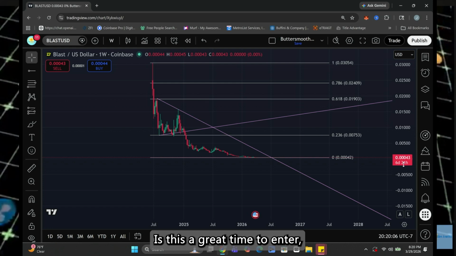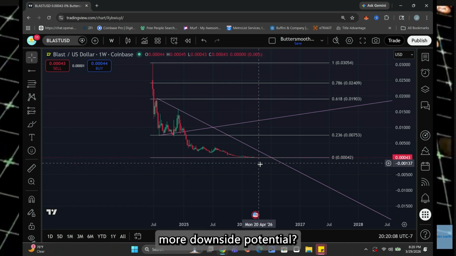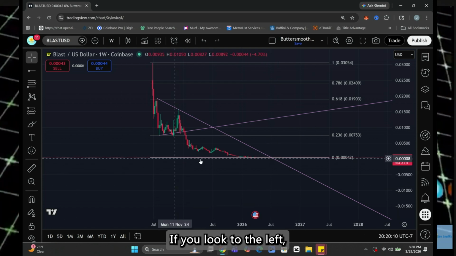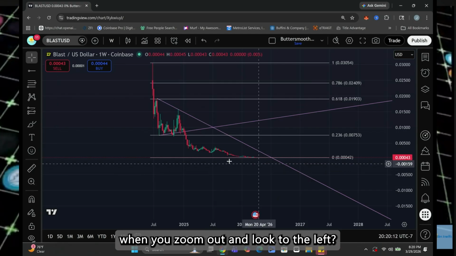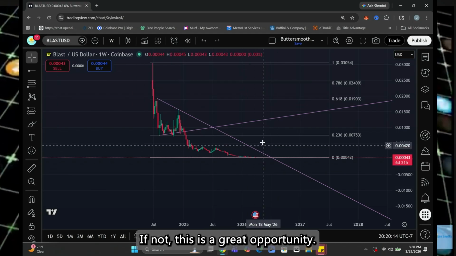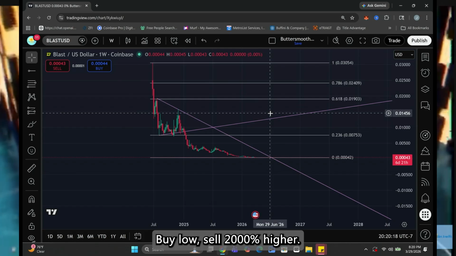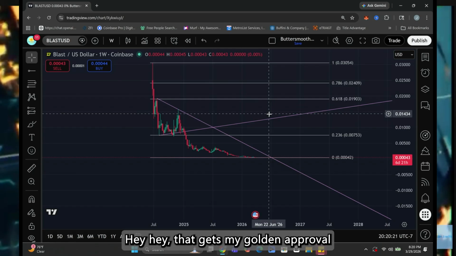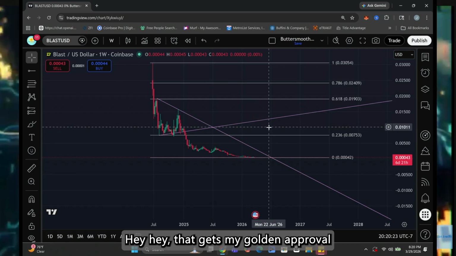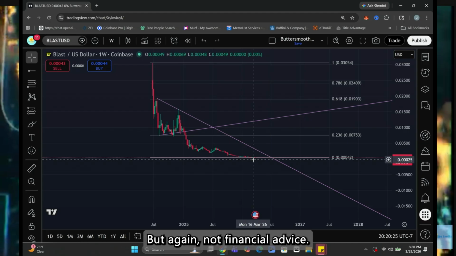And is this current price 0.00043? Is this a great time to enter, or is there a lot more downside potential if you look to the left? Are there more candle bodies below when you zoom out and look to the left? If not, this is a great opportunity. Buy low, sell 2,000% higher. Beautiful. Hey, that gets my golden approval right there. But again, not financial advice.